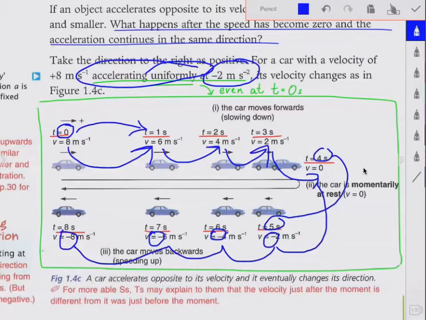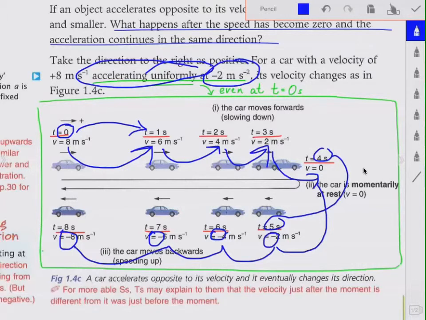So now you have to pay attention to the sign of velocity and the acceleration. The sign of velocity shows you which direction the car is moving, and the sign of acceleration shows you in which direction the car is accelerating. In these 8 seconds, the whole event, the car is accelerating uniformly. Accelerating uniformly means the whole process stays the same, decreasing by 2 meters per second every second.